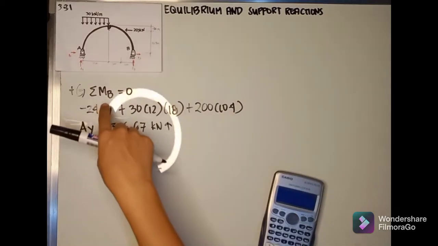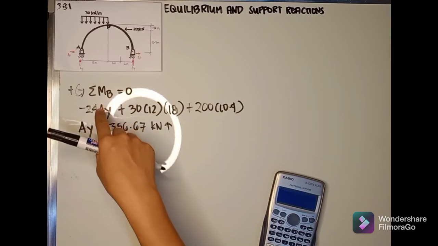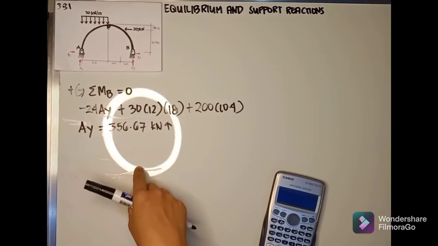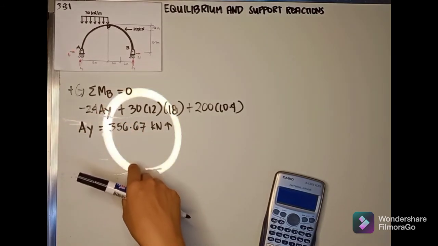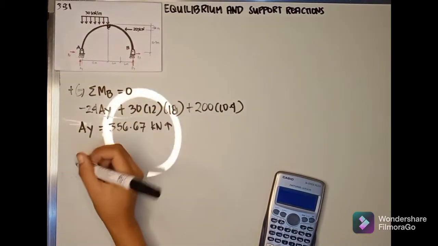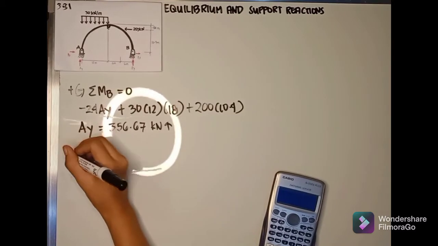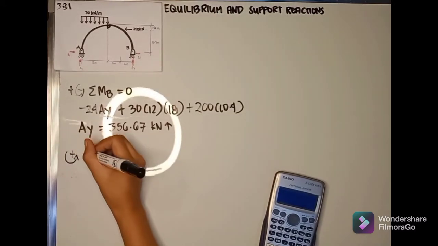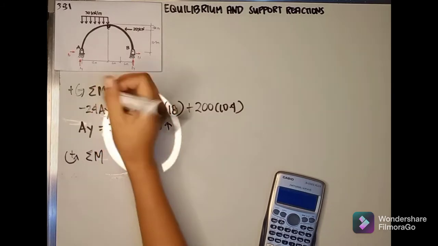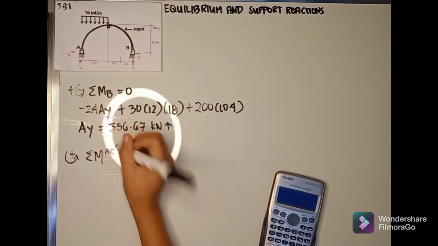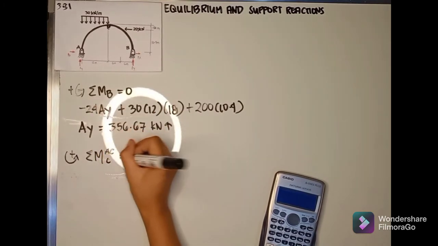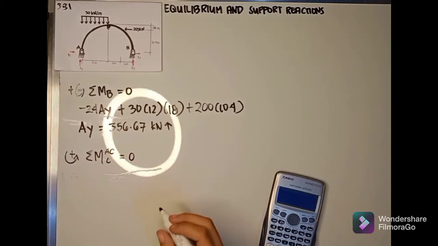Now, since we have used the moment at point B, let's find another point so we can get another unknown. So, here at point C, in segment AC. Counterclockwise is positive, summation of moment, segment AC, moment at C is equal to 0.